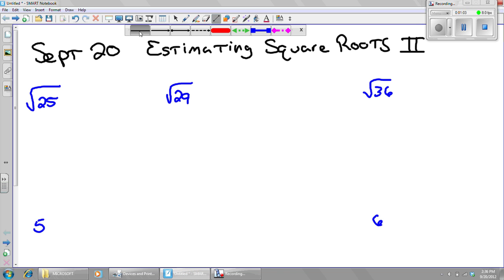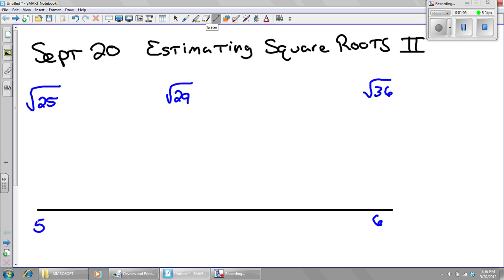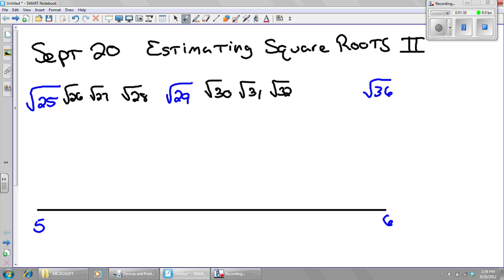All right, so here is a line, our number line, so to speak. And we're going to fill in all the square roots in between. So here we'll have the square root of 26, square root of 27, and the square root of 28. And then I'll have the square root of 30, 31, 32, 33, 34, and finally the square root of 35.